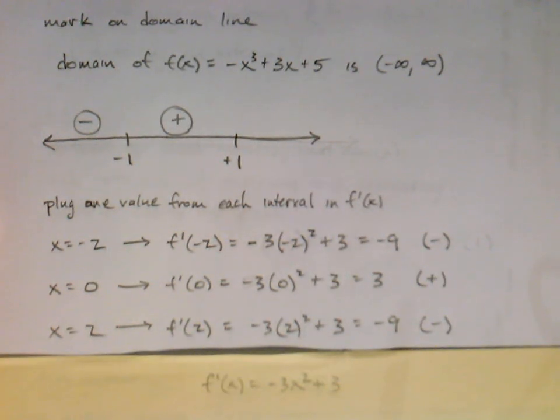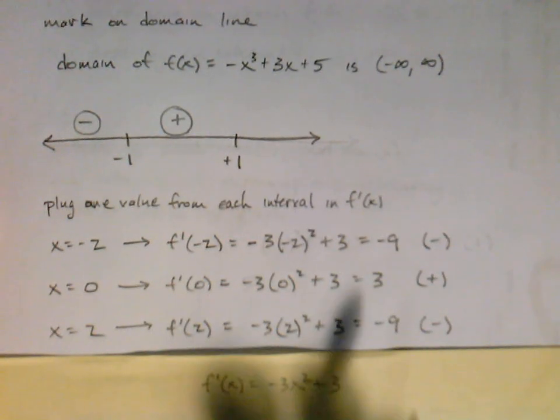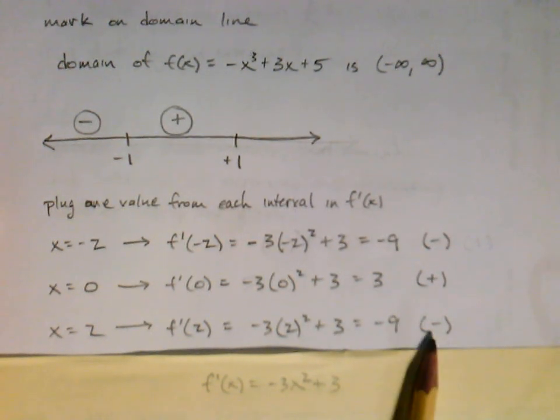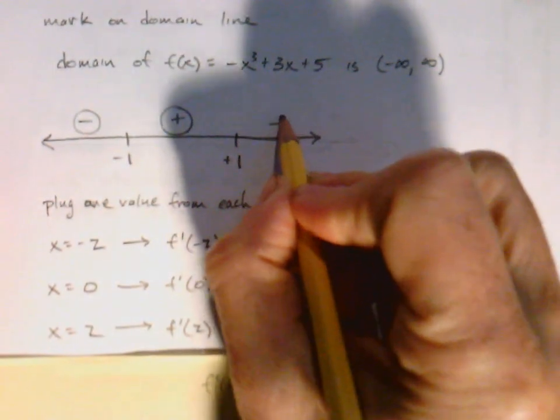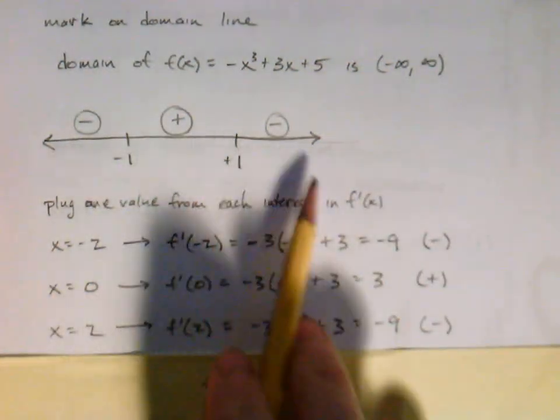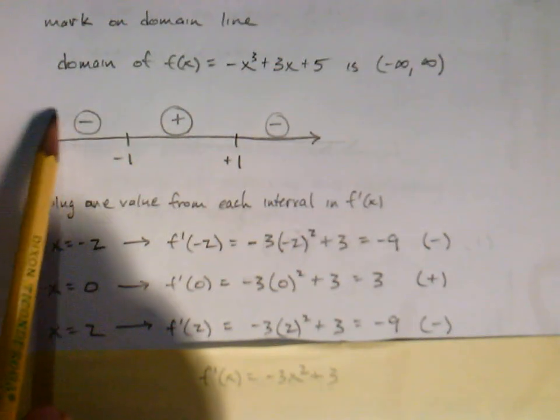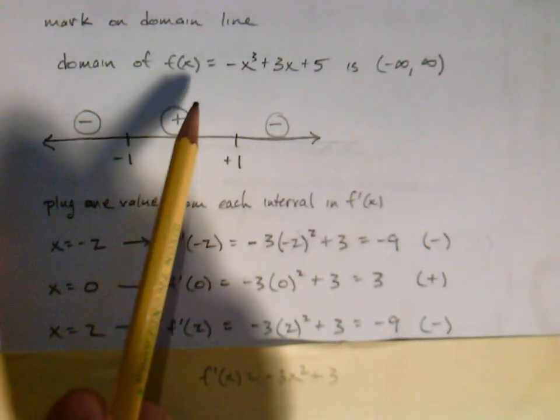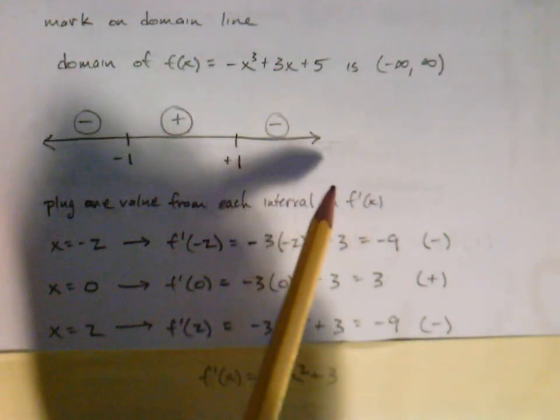I mean, we've got this symmetry kind of happening. Not important that it's -9. It's a negative, so I'm going to put a negative right here. And that tells me I'm decreasing again, so this function goes down, and then it goes back up, and then it hits +1, and it goes back down again.